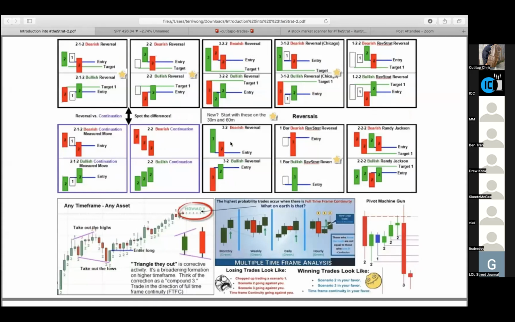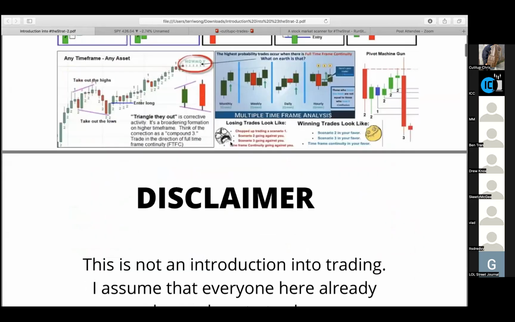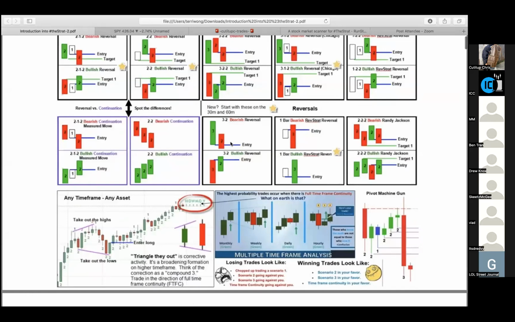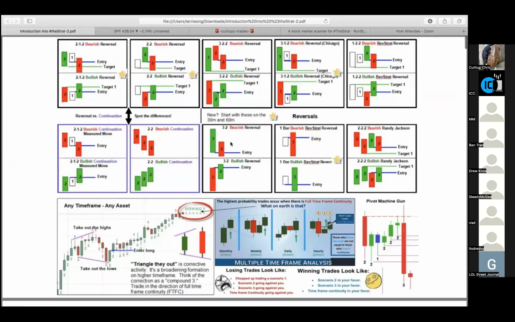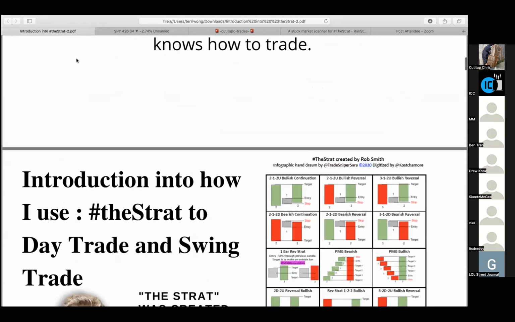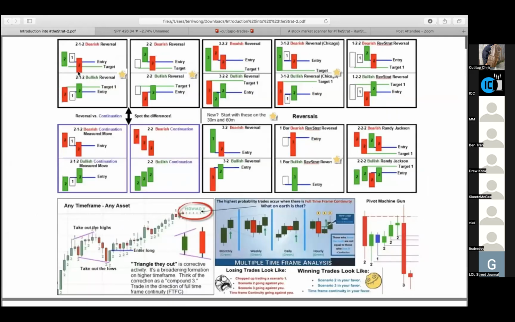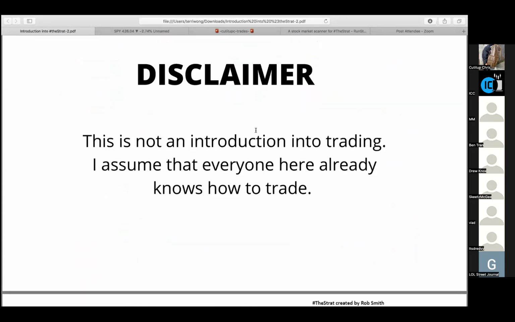I'm just gonna go over, if you don't know what this strat is, I'm gonna kind of break it down. Very basic. I'm gonna go over what these numbers are, what the strat even is, and how I use it and whatnot. So let's get into that.